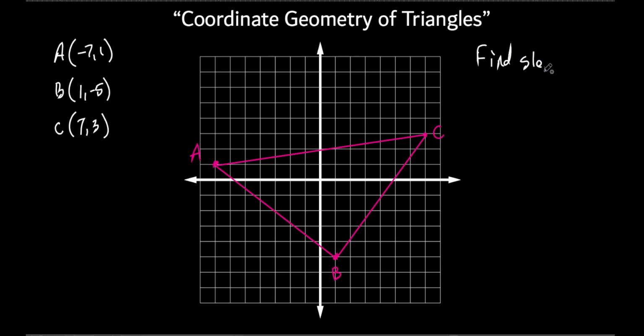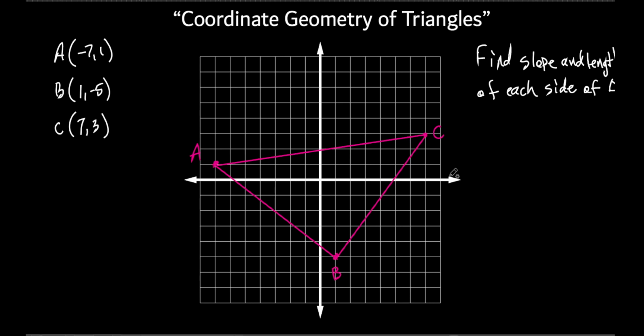So find the slope and the length of each side of the triangle. Okay? So really, this should not be brand new to you. The only thing that's new, because what do they call it? They don't just call it coordinate geometry. They call it coordinate geometry of what? Triangles. Okay, so we're going to use that coordinate geometry, but we're going to deal with triangles this time. We didn't really do that. We just did straight lines before, didn't we?